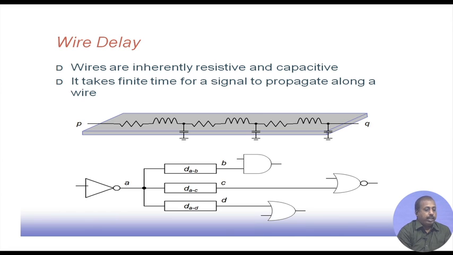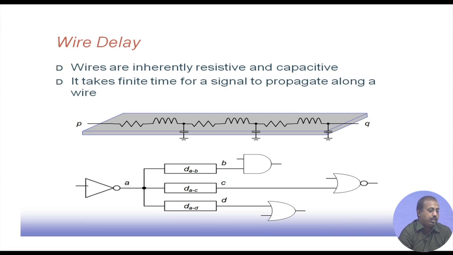Then we have wire delay. Wires are inherently resistive and capacitive, depending upon the range of frequency in which most digital circuits operate. So we have this resistive and capacitive effect coming into the picture. We do not have much inductive effect until we go to the RF frequency range. So it takes a finite amount of time for the signal to propagate along the wire.